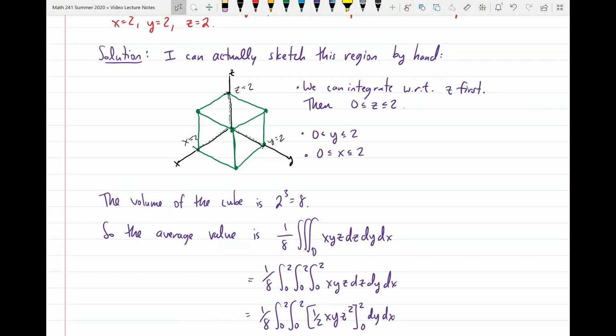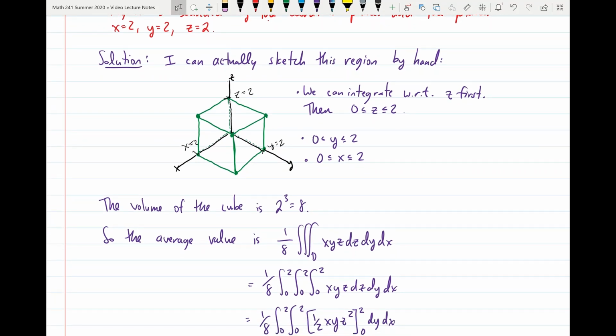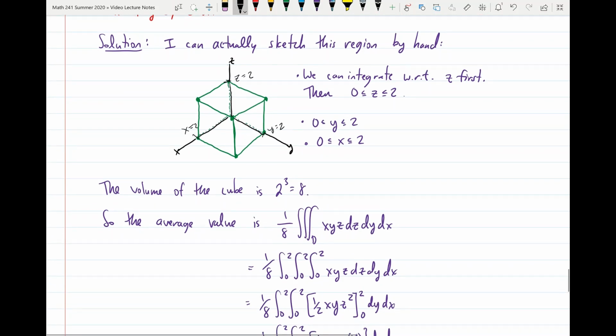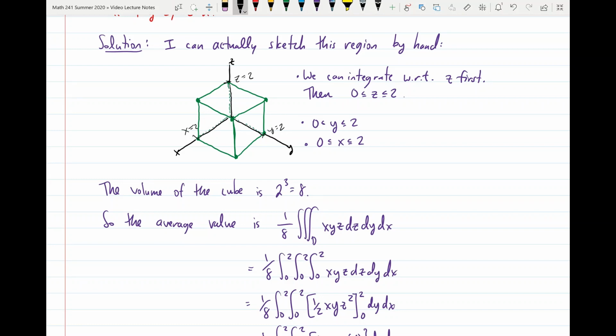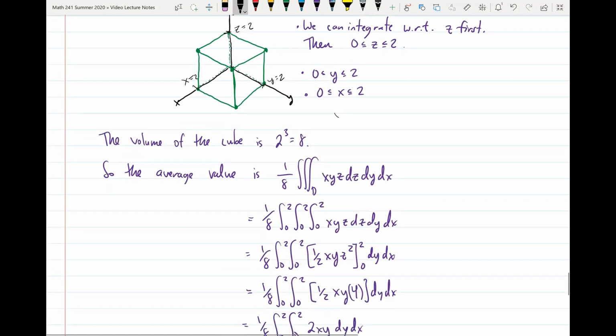And we can integrate with respect to z first. The nice thing about integrating over cubes in 3-dimensional space is that all of the limits of integration are going to be just constants, just as simple as possible. So the limits of integration for z are going to be 0 to 2. The limits of integration for y are again going to be 0 to 2. And the limits of integration for x are again going to be 0 to 2.